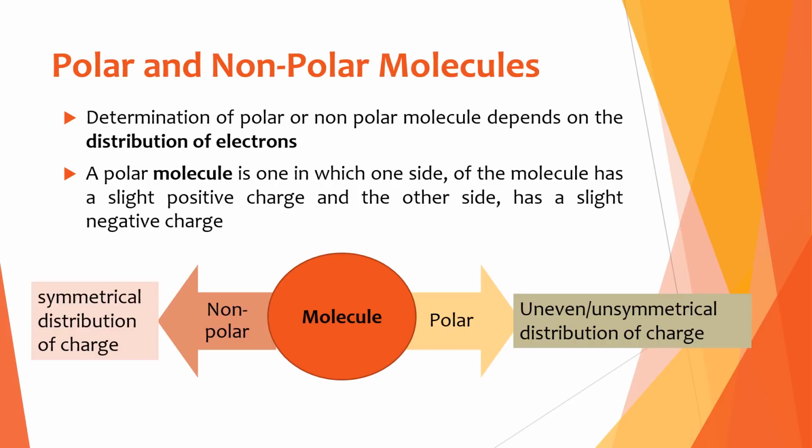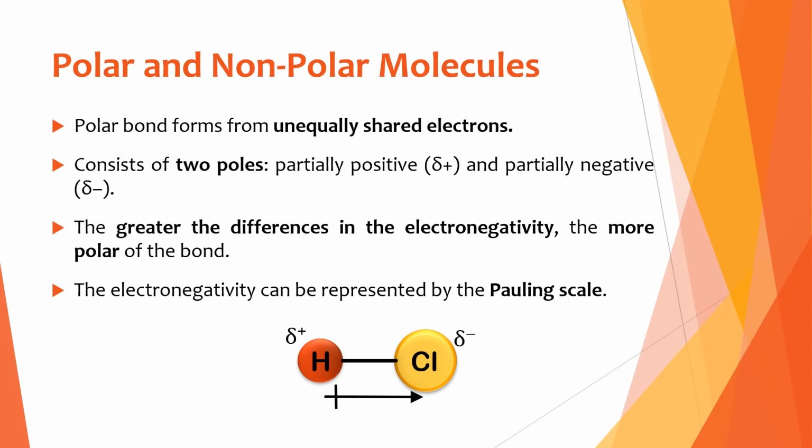Determination of a polar or nonpolar molecule depends on the distribution of electrons. A polar molecule is one in which one side of the molecule has a slight positive charge and the other side has a slight negative charge. A nonpolar molecule tends to have a symmetrical distribution of charge, while a polar molecule tends to have an uneven or unsymmetrical distribution of charge. A polar bond is formed from unequally shared electrons.